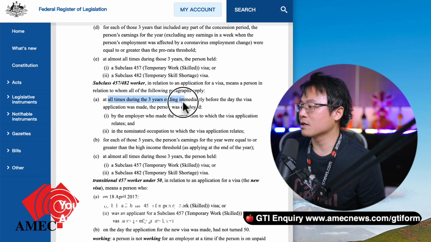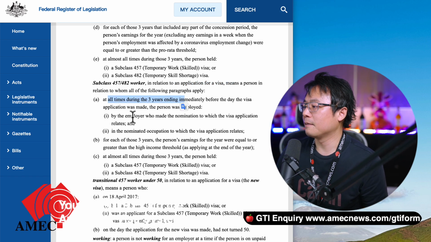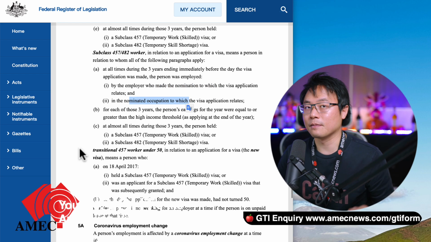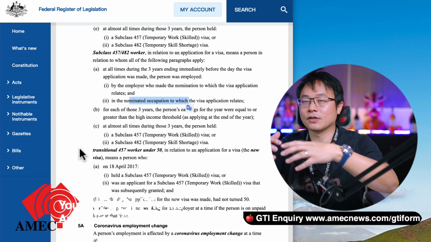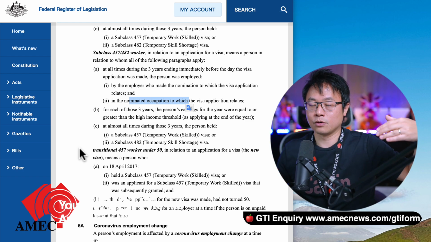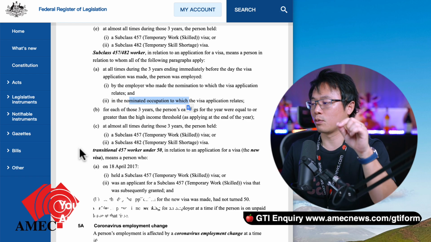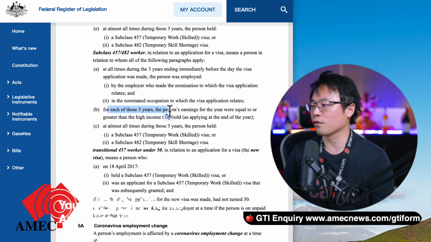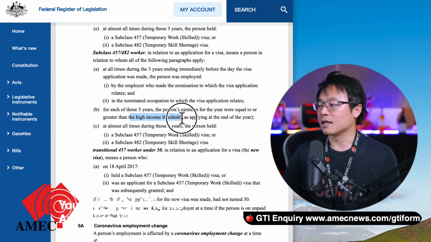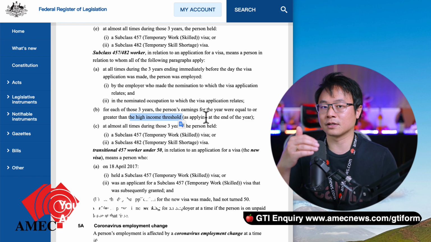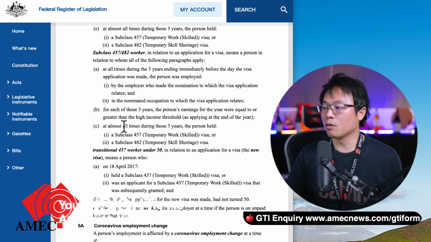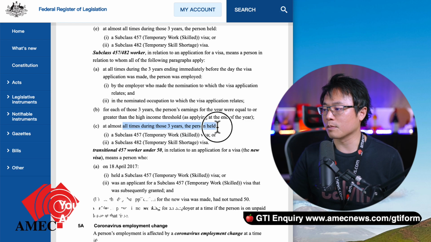Okay, 3 years working immediately nominated by the employer. At the occupation the visa application relates to, that means when they apply for 186, their occupation is the same as what they were at the time they were nominated under 482. Okay, so that's what that means. Okay, B, for each of the 3 years, the person's earnings of the year were equal or greater to the high income threshold of that year. So every year has a different high income threshold, and we're going to look at that one there.